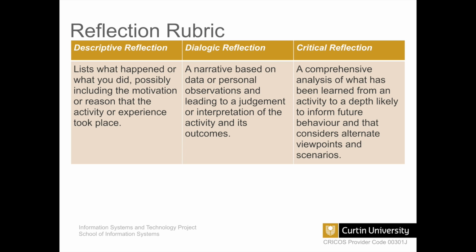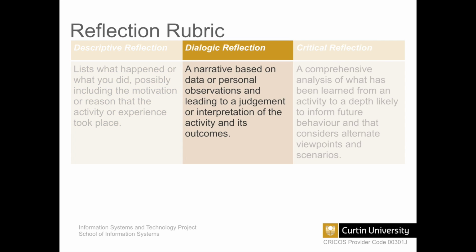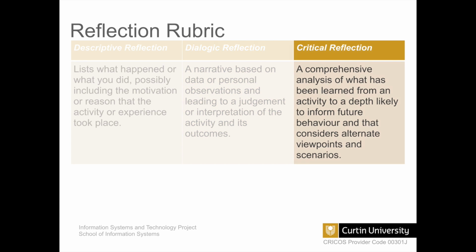There are many rubrics for reflective practice, but most of these will contain at least 3 levels of reflective depth and analysis. At its lowest level, a descriptive reflection lists what happened or what you did. In some circumstances, it may include your motive for undertaking the activity or experience. A dialogic reflection is generally written as a narrative that's based on your personal observations or data, and usually contains a judgment regarding the success of the activity or experience. At the highest level, a critical reflection provides a comprehensive analysis of what has been learned from an activity to a depth that's likely to inform future behavior and that considers alternate viewpoints and scenarios.